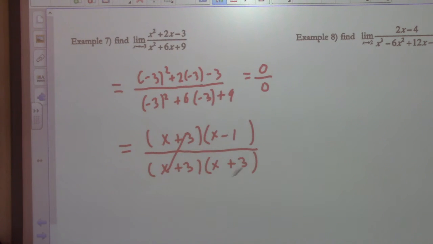So this is what we have here. Now we're going to plug in. We get negative 3 minus 1 over negative 3 plus 3, which is going to be negative 4 over 0. So what about this one? Does not exist. So the limit does not exist in this case. Did everybody get that? Okay.